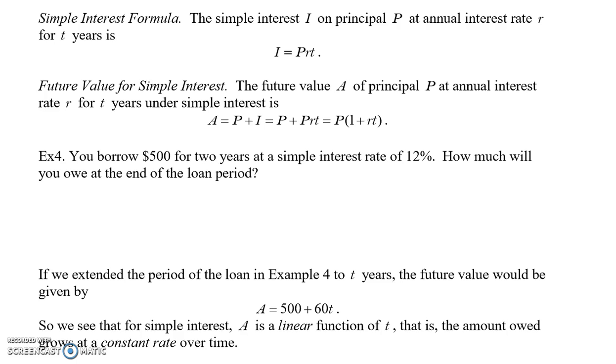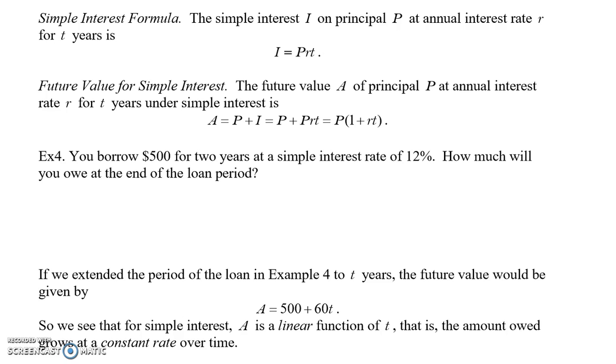Now for an application of these formulas, let's look at example 4. You borrow $500 for 2 years at a simple interest rate of 12%. How much will you owe at the end of the loan period? The amount that you're going to owe at the end of the loan period is going to be the amount you borrowed plus any interest that's accrued over the 2-year period. So the amount that you owe is going to be the future value. One way that we can determine this is to use the simple interest formula and then A equals P plus I. Let's write down what's given in the problem.